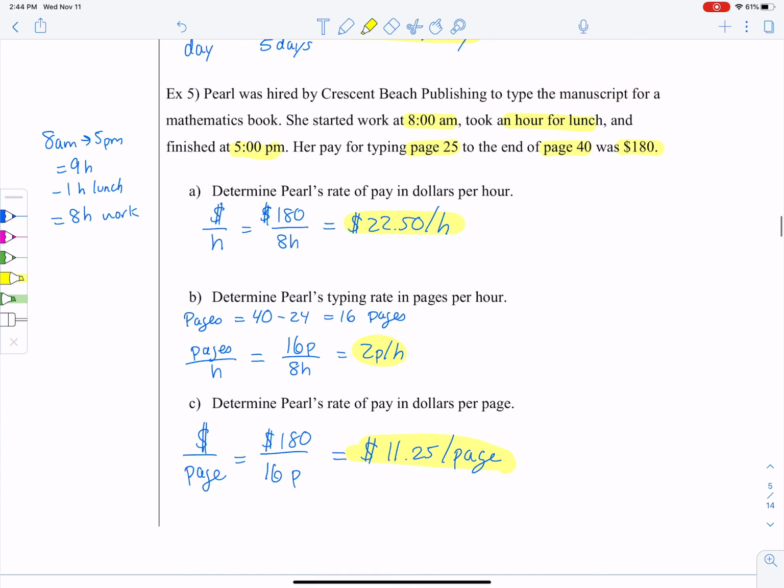Okay, so that's the end of this section. You can go to page 167, starting there and continuing on 168, and do number 15 to 19. And that's it for this section.